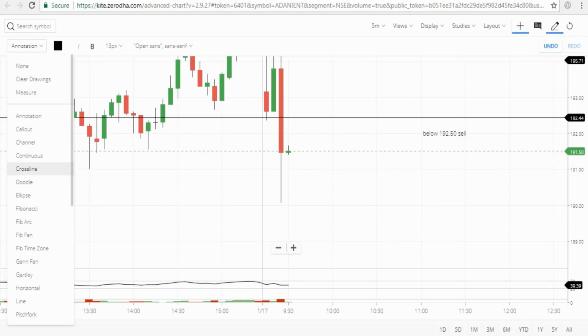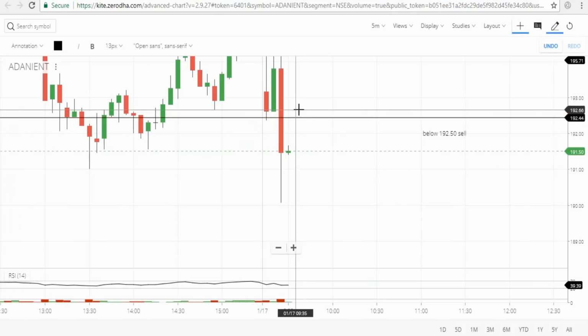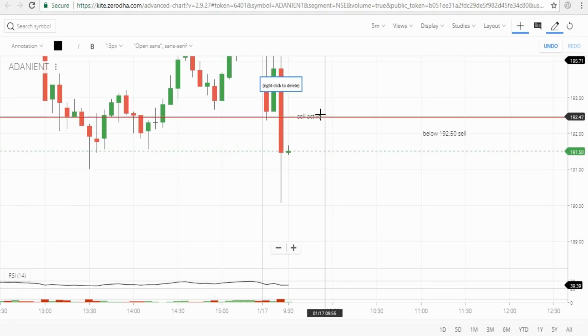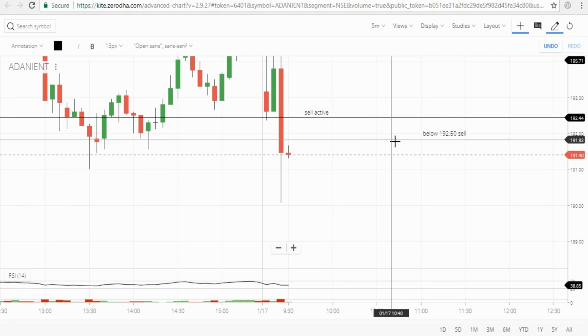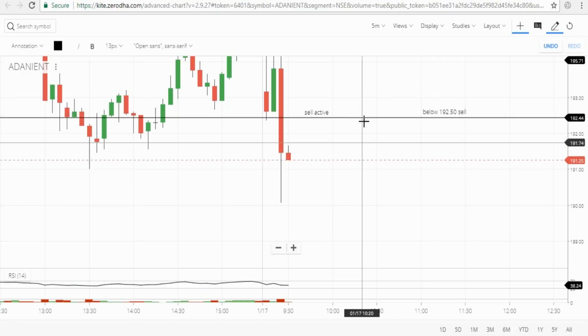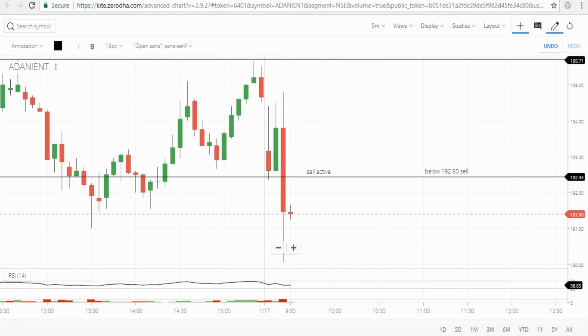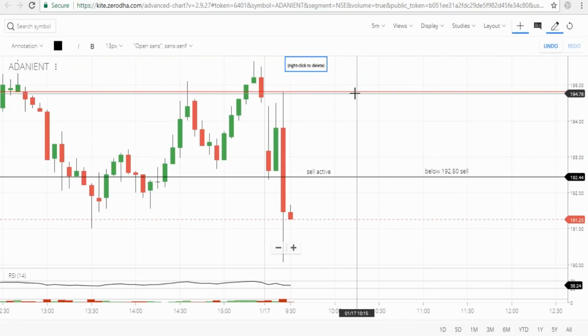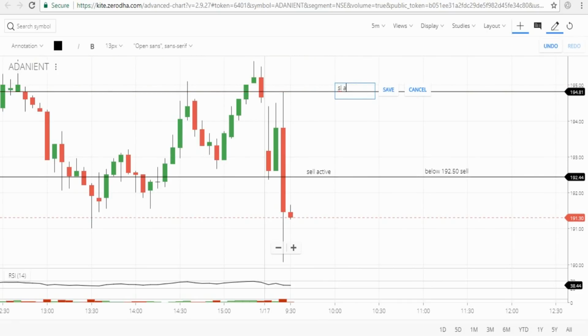Okay, our sell level 192.50 is active. It broke 192.50, so the sell level is active. Next we are looking for the target and stop loss. Usually place the initial stop loss at the day high, above the day high. This is the day high, so just place the stop loss above the day high.